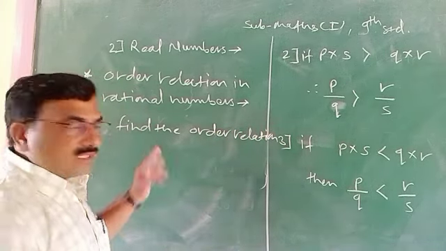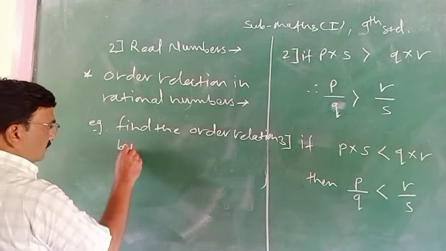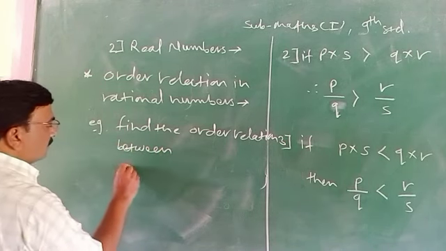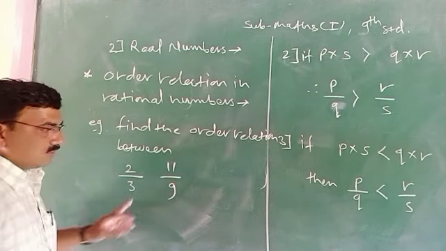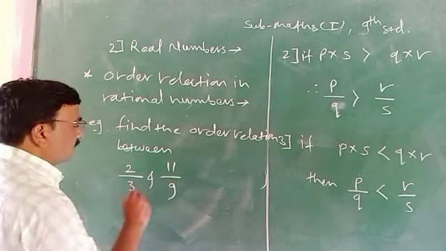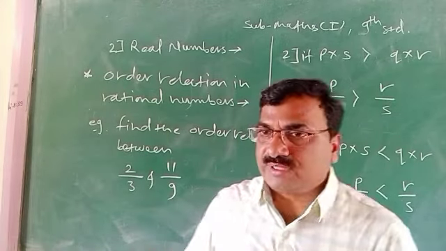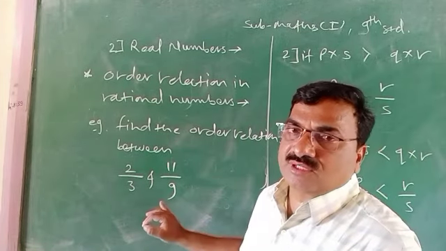Find the order relation between 2 upon 3 and 11 upon 9. We have to find out the order relation between these two numbers.